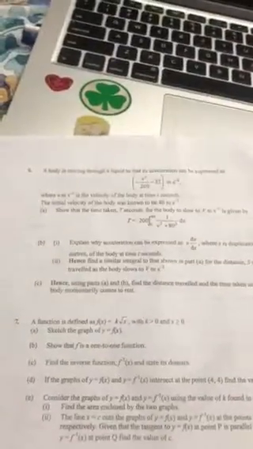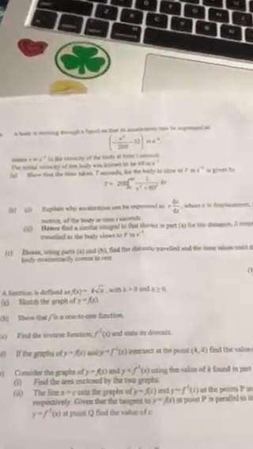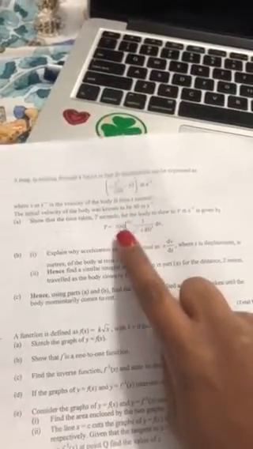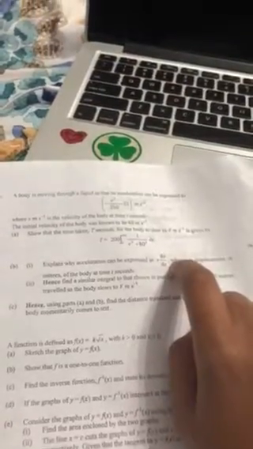Okay, so now I'm going to do number 6 on chapter 7 of HL review. Number 6 basically gives us an equation for the acceleration here. And then for part A, it's asking us to show that the time to slow down the velocity can be shown by this equation right here.